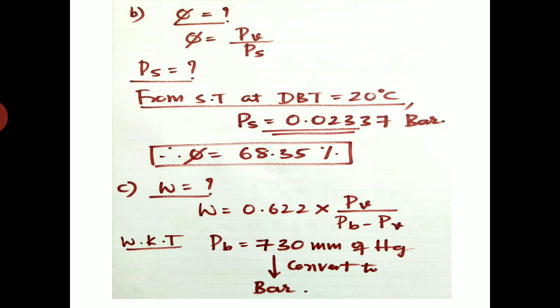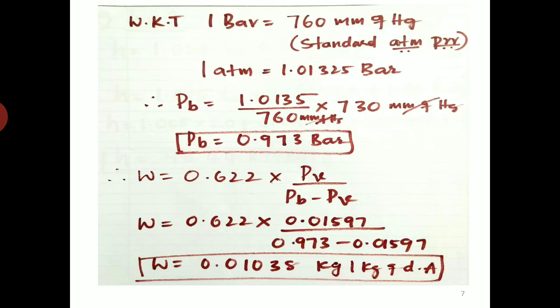Then third bit, specific humidity we need to find: W is equal to 0.622 into PV by PB minus PV. In the problem he has given the barometric pressure, that is the total pressure, as 730 mm of Hg. You need to convert this into bar. How exactly can we convert this to bar? We know that 1 atmosphere is the standard atmospheric pressure of 760 mm of Hg. Always, standard atmospheric pressure in terms of millimeters of mercury column will be 760. And 1 atmosphere we know is 1.01325 bar. This is also standard atmospheric pressure.